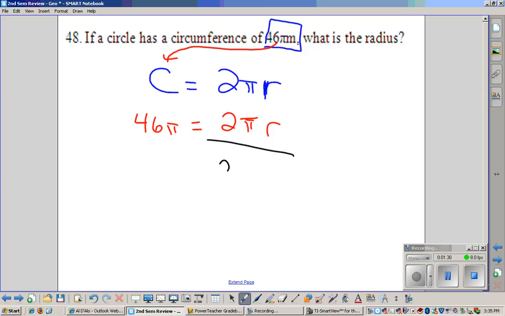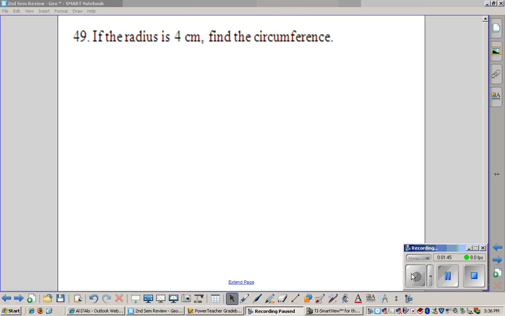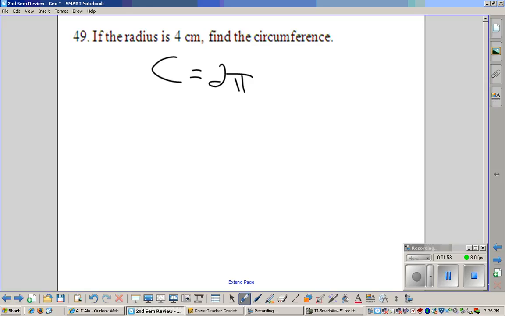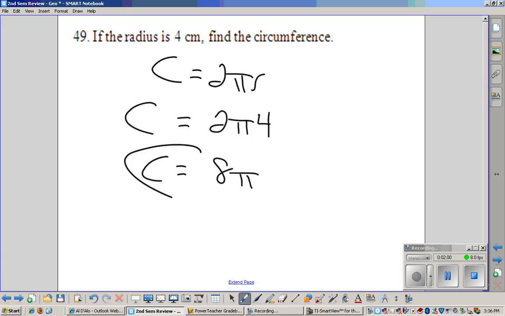We'll solve for r, which means dividing by 2 pi on both sides. Pi's are gone, 2's are gone. On the left side, the pi's are gone. 46 divided by 2 is 23, and that is the radius. That's the answer. Problem 51 says find the circumference, given the radius is 4. Okay, C equals 2 pi r. Put in your 4 for the radius. 8 pi. That's the circumference.